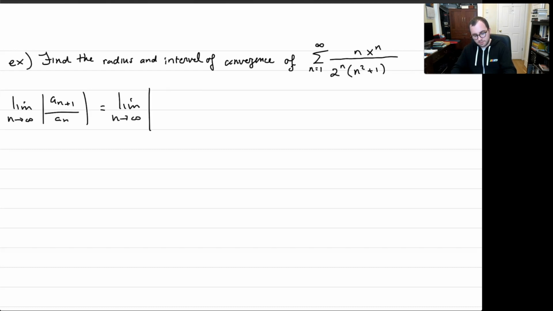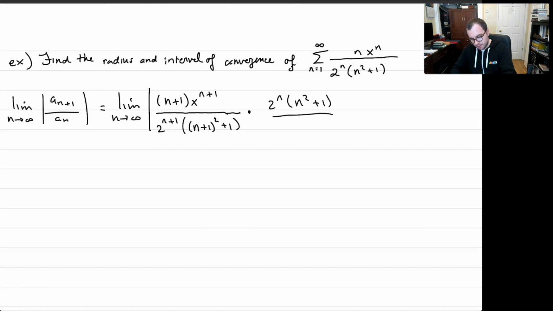the n plus first term, n plus 1, times x to the n plus 1 over 2 to the n plus 1 times, be careful with your parentheses here, n plus 1 squared plus 1. Multiply this by the reciprocal, 2 to the n, n squared plus 1 over n x to the n. All right, let's simplify this a little bit by canceling some terms out. The x to the n here cancels, and the 2 to the n here cancels. The rest we're going to have to deal with separately.